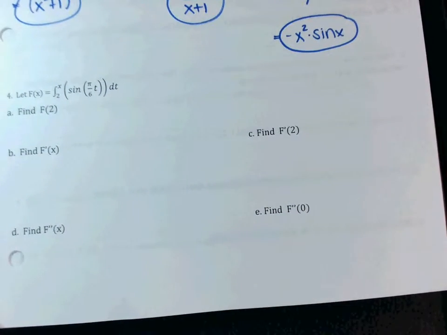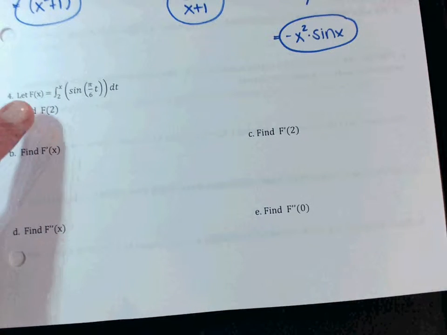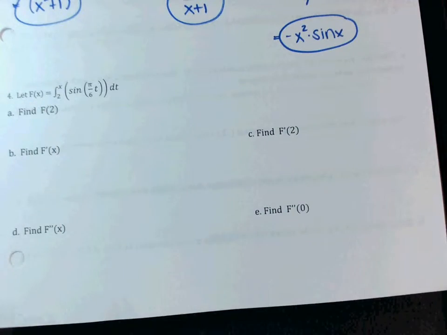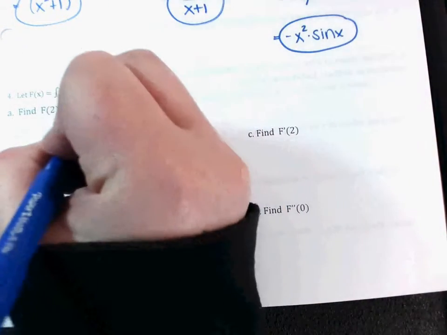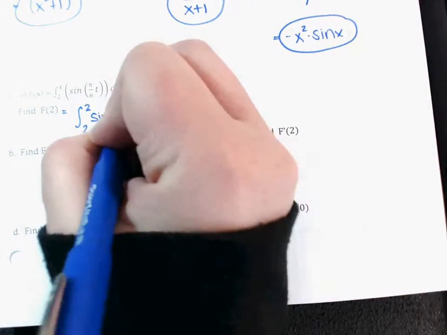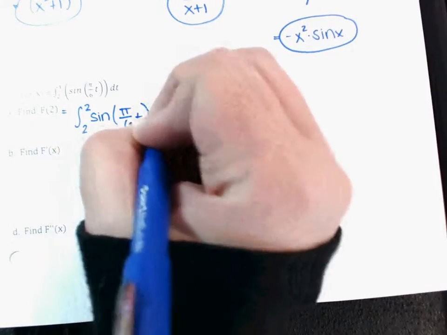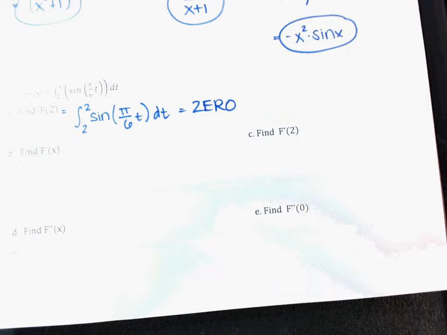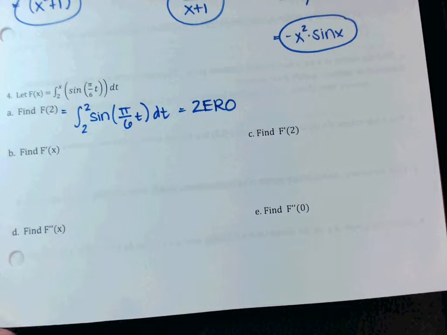Okay, so if I'm doing this first one, I want f of 2. f of 2 is going to replace where x is in the equation. So what will my new integral be? 2 to 2. That is going to be 0. Good job. The integral of pi over 6 t dt. Now remember, why do we know that it's 0? Because if my endpoints are the same, then you can't do it. Now, if it was anything other than 2, you would have had to actually do the antiderivative. Okay, go down to part B.